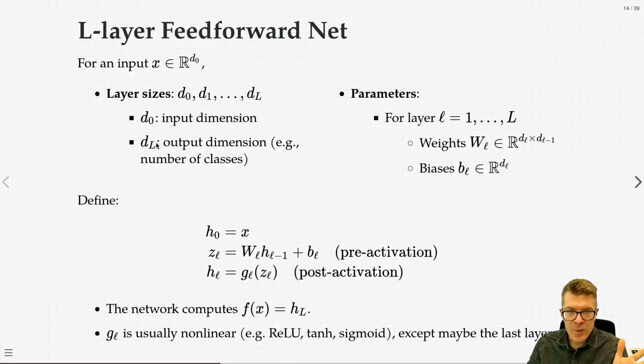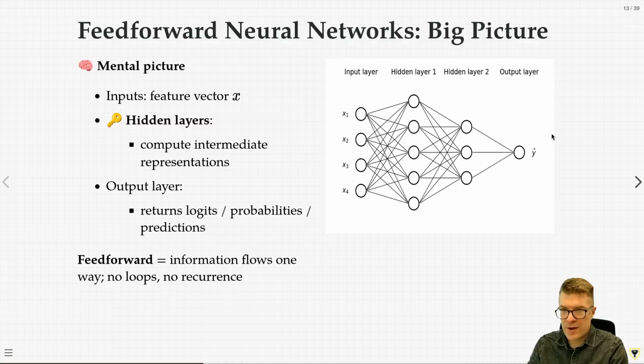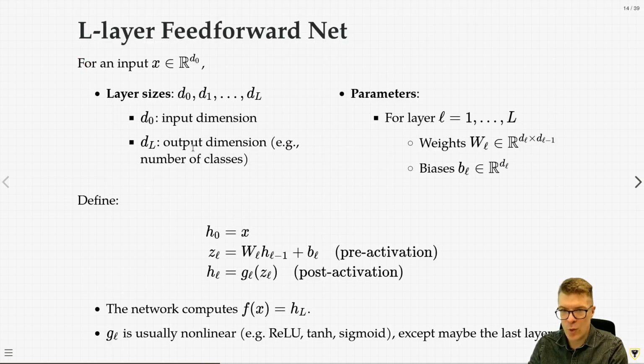D sub L will be the output dimension. So if we have, here's L is 4, the fourth layer is 1. So D sub L is 1. We will have an awful lot of parameters. So for an individual layer script L, which will be somewhere between 1 and big L, we'll have a weight matrix, which is going to be D sub L times D sub L minus 1.